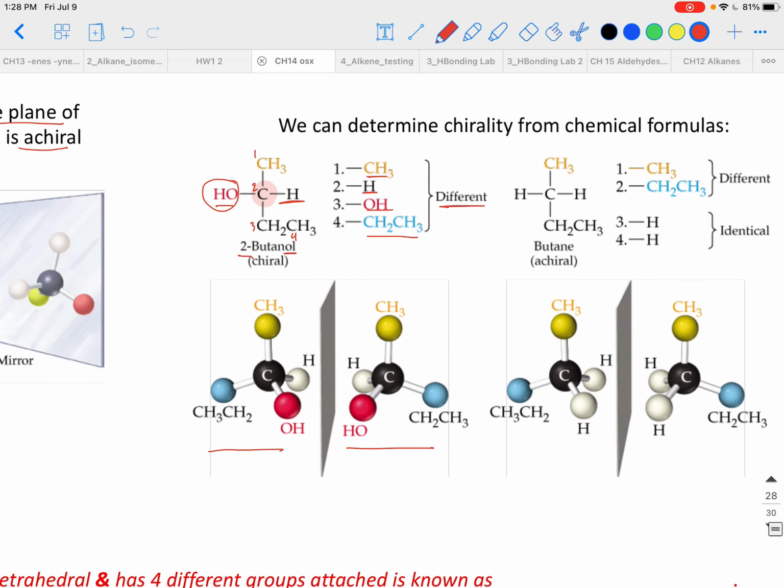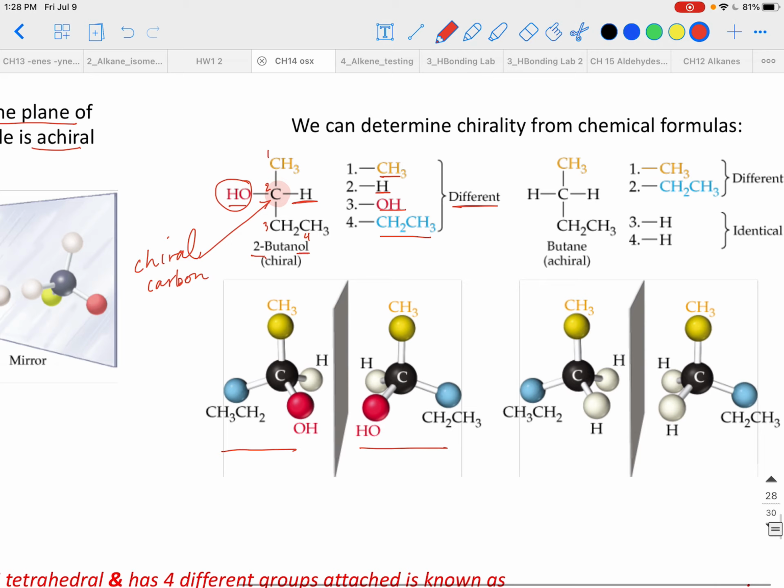Down below, this is also 2-butanol with a mirror plane in between them. And what we see, because we have 4 different groups attached to that carbon, is that we call this particular carbon a chiral carbon. If you have 1 chiral carbon in your molecule, you are a chiral molecule overall. I'm going to say that again. If you have even just 1 chiral carbon in your molecule, you are a chiral molecule overall. Not every carbon has to be chiral, and we are just considering carbons here, not oxygens, not hydrogens.